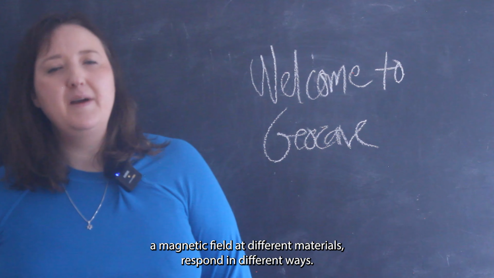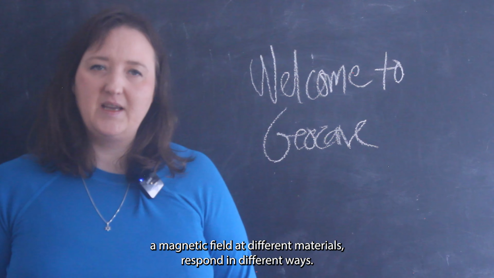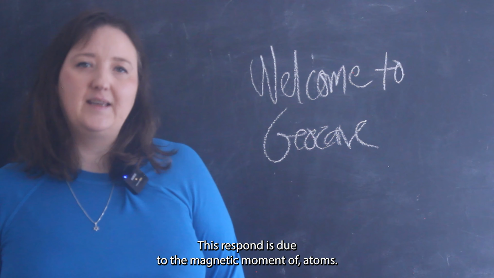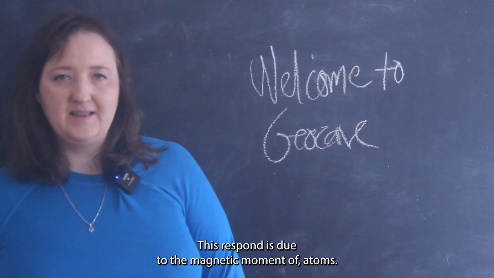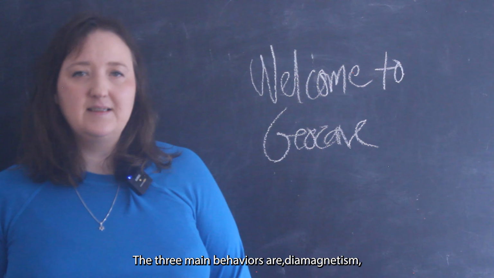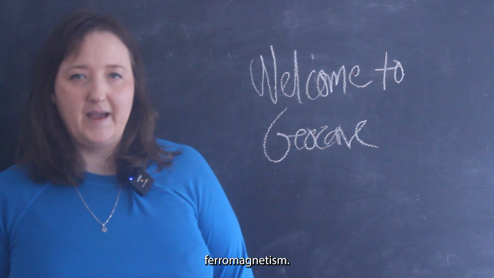When we apply a magnetic field, different materials respond in different ways. This response is due to the magnetic moment of atoms. The three main behaviors are diamagnetism, paramagnetism, and most important, ferromagnetism.